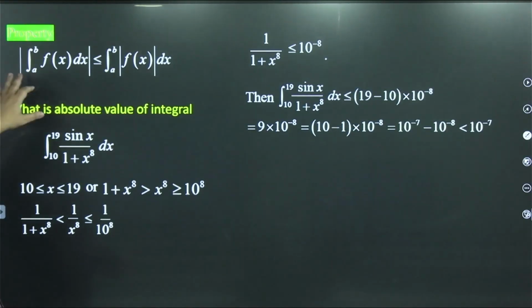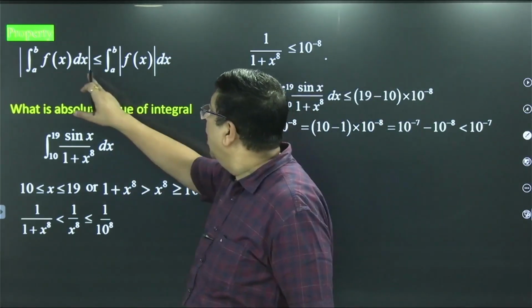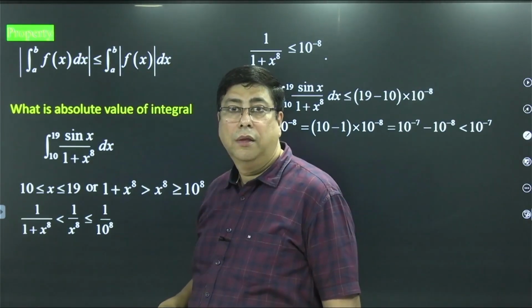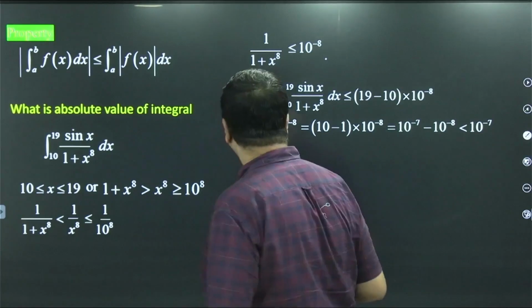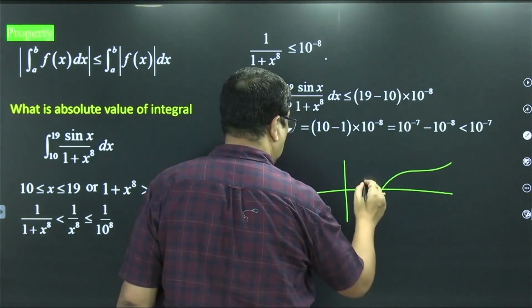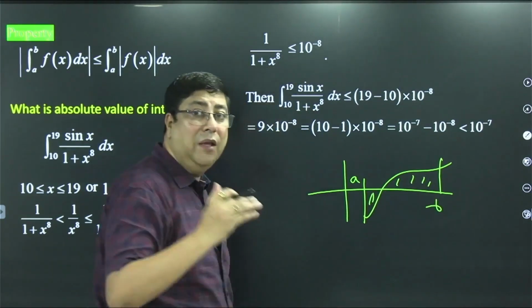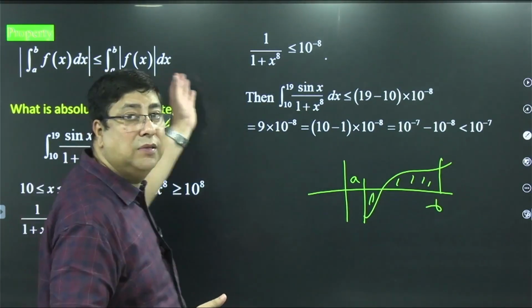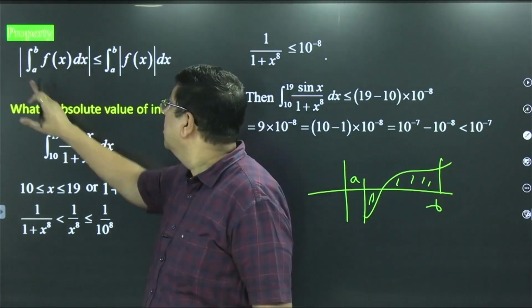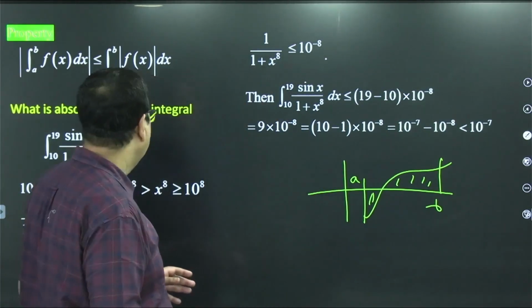The next property is very important, everyone. This particular property is very important. Just see one thing: the mod of the integral is less than or equal to the integral of the mod of the function. Just remember one thing. Suppose a function is like this, this is a and this is b. Between a and b, this portion is negative. But if the total function is taken above the x-axis, that is mod f(x), it must be greater than the one with the mod outside. Remember, this is very important.